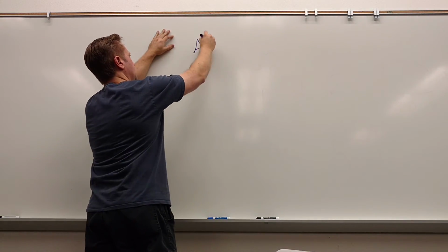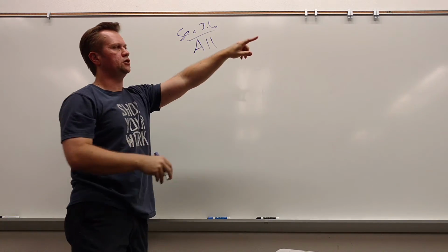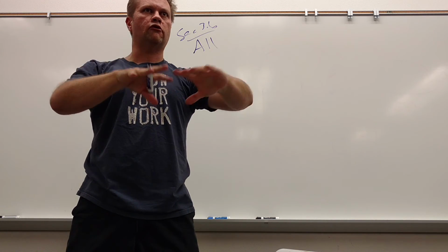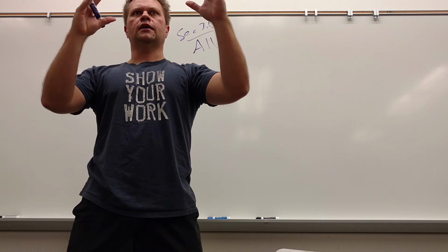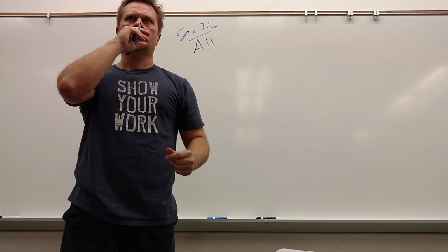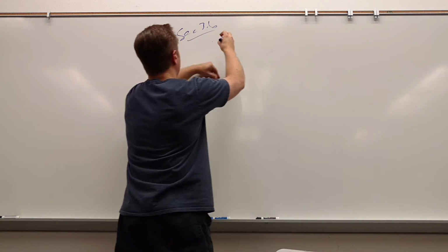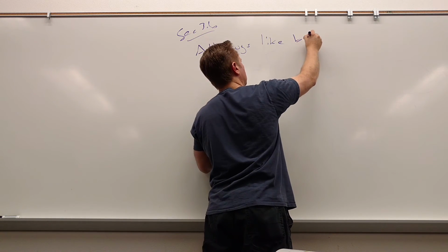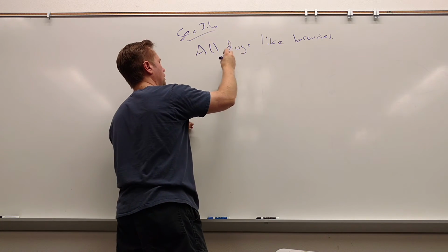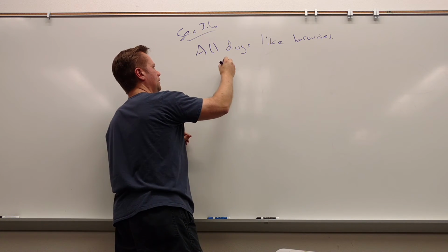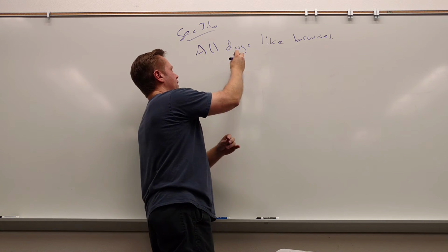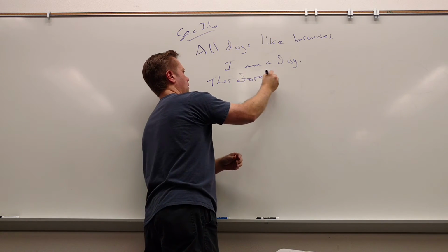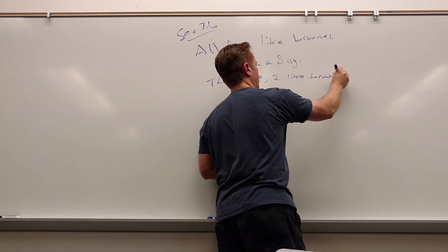So section 3-6 is a little bit different. The reason I showed you that picture again is that you can identify if something's true or false. That's what we've been doing. 3-6 is very different. It says, is the argument that you're making strong? So for example, if I said all dogs like brownies, right? All dogs like brownies. And I said, I am a dog. Therefore, I like brownies.